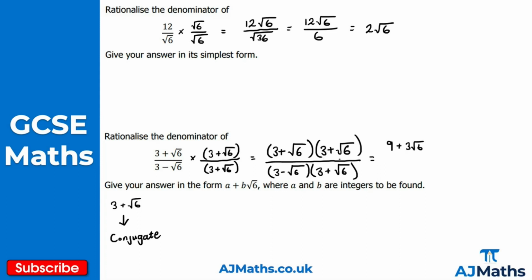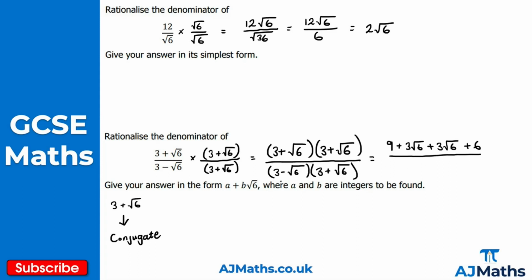Root 6 times 3 would again give me 3 root 6. And then finally, we've got root 6 times root 6, which we know would give root 36, which is equal to 6. Okay, so that's our numerator. We'll come back to simplify in a moment. Let's just evaluate the denominator.